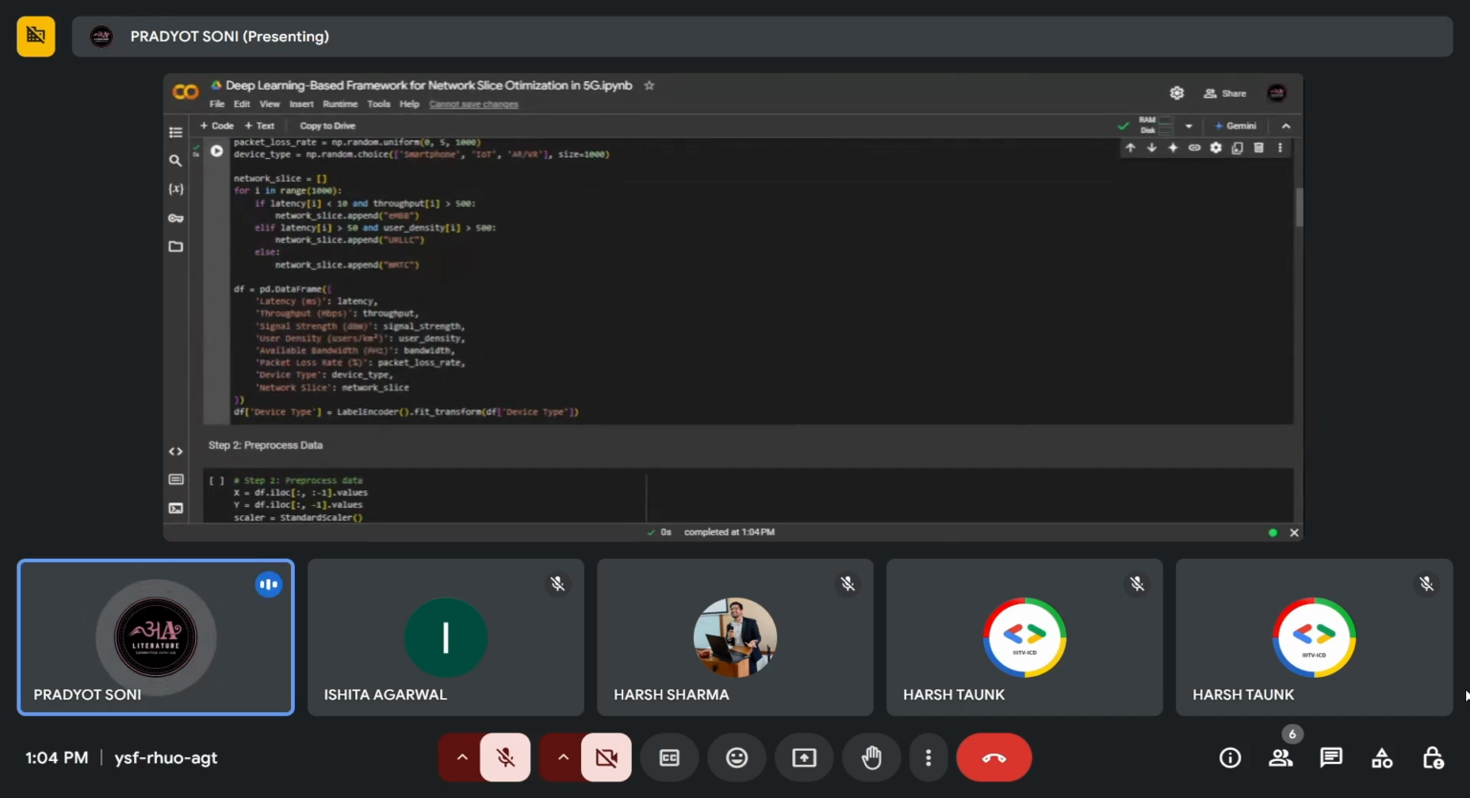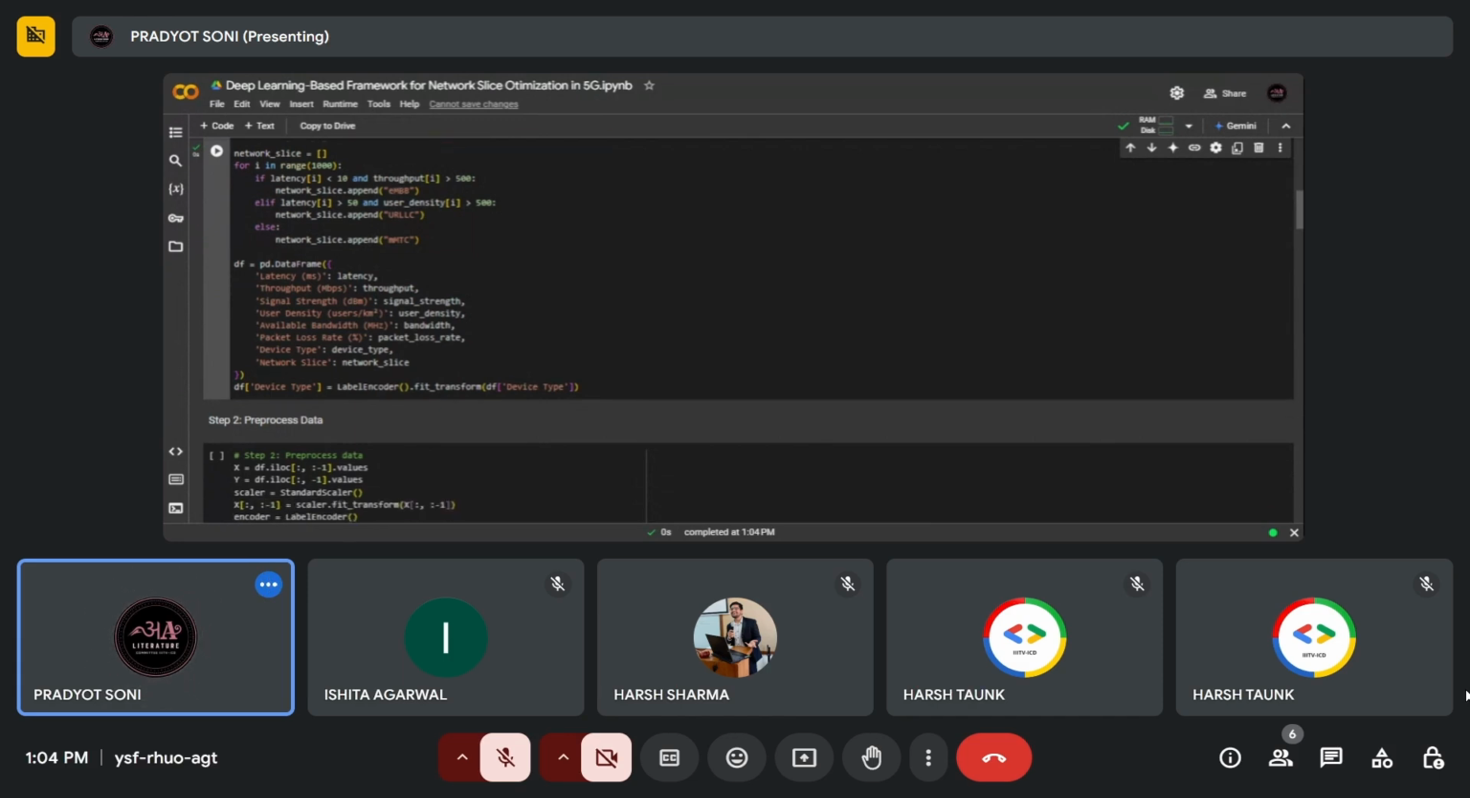For example, low latency and high throughput indicate EMBB. High latency with high user density is categorized as URLLC. Other combinations default to MMTC. Finally, we encoded the categorical features and prepared the data stream for the training.